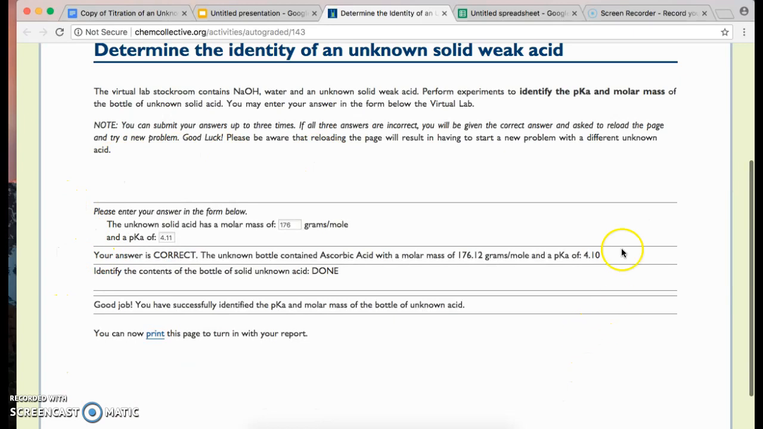You're going to need to take a screenshot of this and attach it to your lab report. Say that again: you need a screenshot of this and attach it to your lab report. Because if you do not get it correct, they will give you 2 more opportunities to get it correct. So it says that I'm correct. Good job. Okay, awesome. You can also print this page as well. So either screenshot it or print it, but that needs to go in with your lab report.